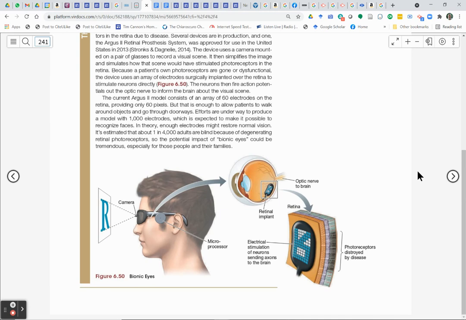And there's bionic eyes with the array of electrodes right on the retina. Yipes.